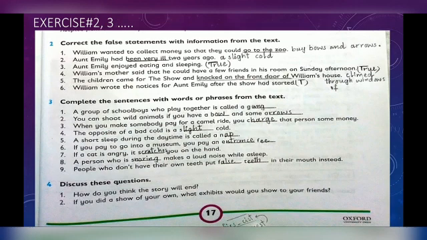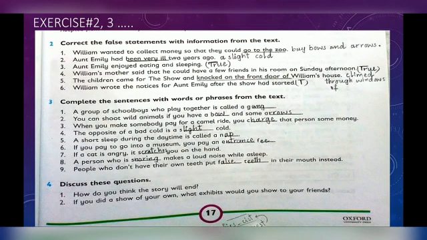Then sentence 3: Aunt Emily enjoyed eating and sleeping. This sentence is true. There isn't any false statement in it. Number 4: William's mother said that he could have a few friends in his room on Saturday afternoon. This sentence is totally correct and true. You will write "true" in front of this sentence.